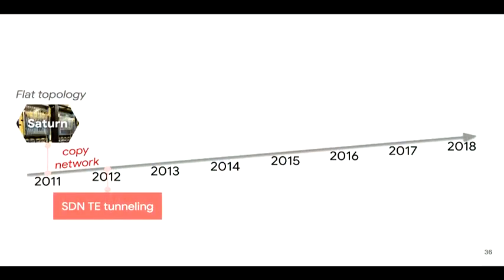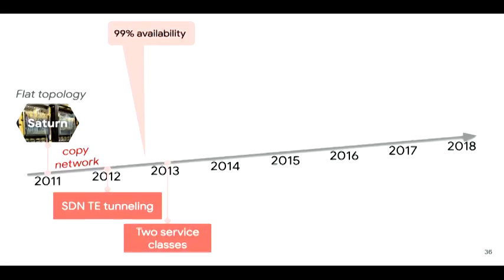To sum up, we start with a flat topology in B4, and we deployed our first generation software-defined networking traffic engineering tunneling stack in B4 in 2012, which allows us to run this dual stack with TE as an overlay and then the shortest path as the backup. And with that, we are able to achieve 99% availability and run two service classes.